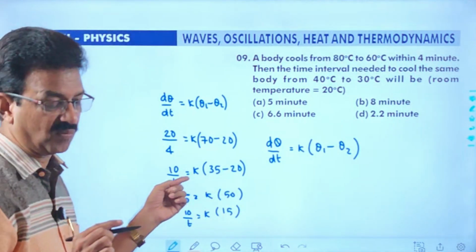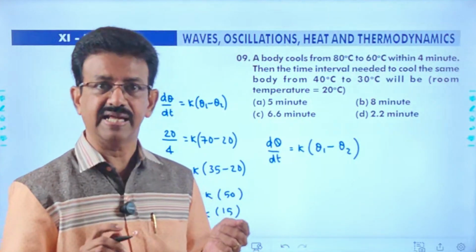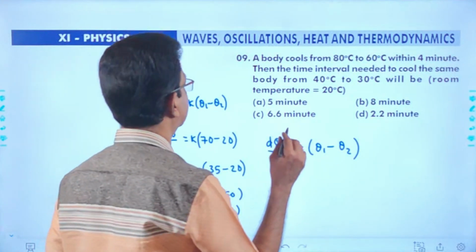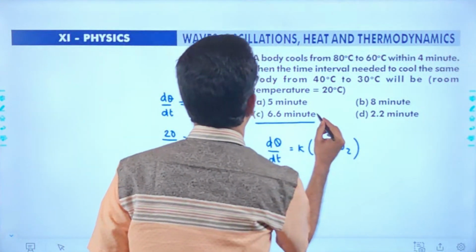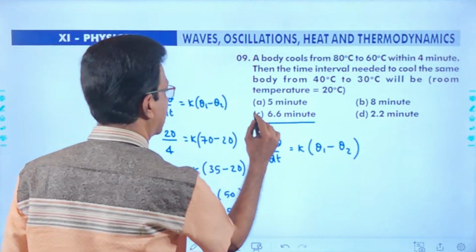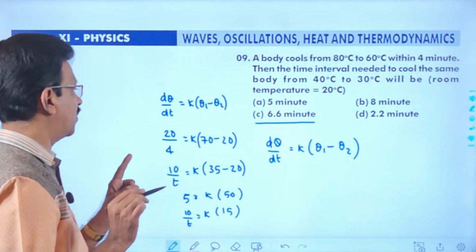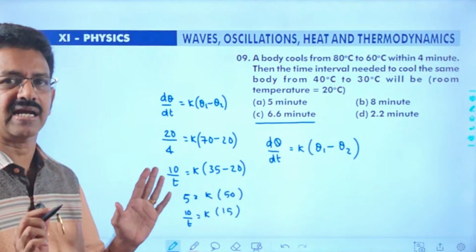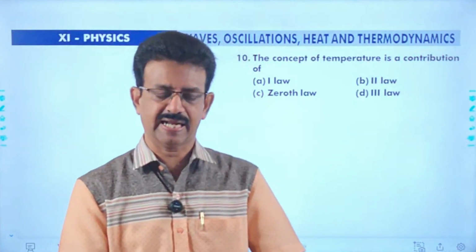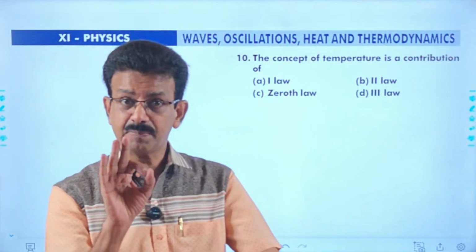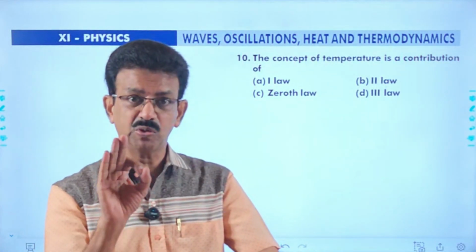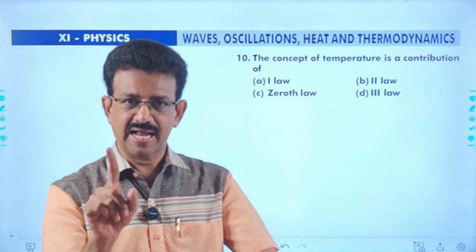Dividing equation 1 by 2, we get the answer as 6.6 minutes. Here the correct choice for question number 9 is C. 6.6 minutes is the correct answer. Now question number 10. The concept of temperature is a contribution of dash. Actually the answer is zeroth law.